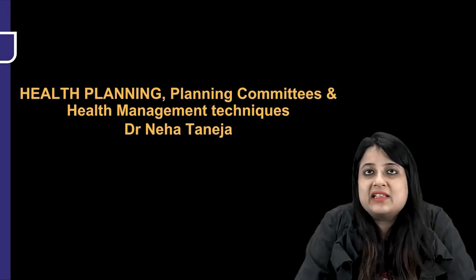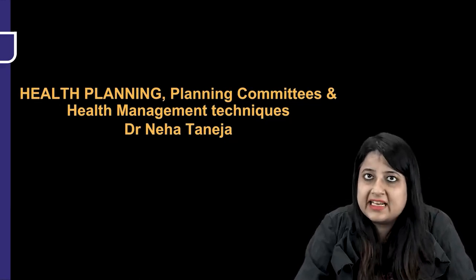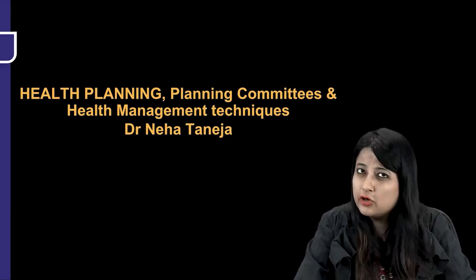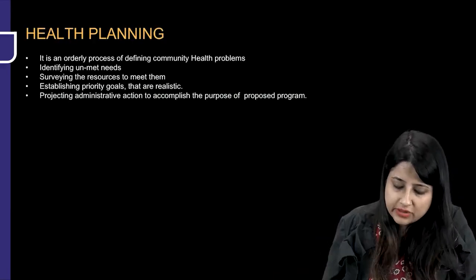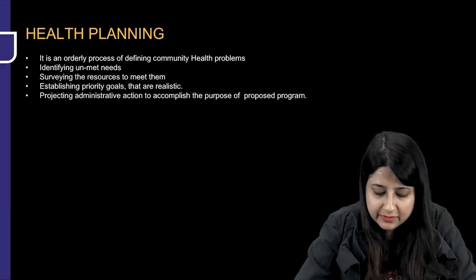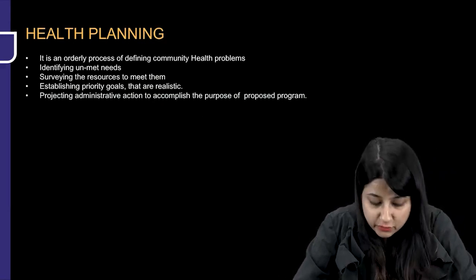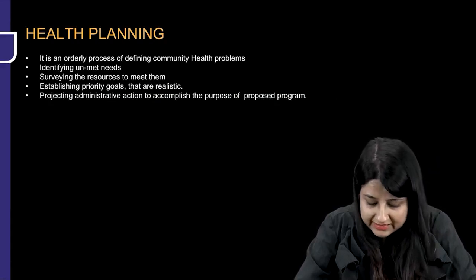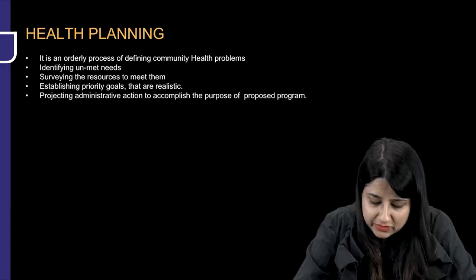So hello dear students, welcome back to this rapid revision video on health planning, planning committees and health management techniques. So I'll be giving out this topic in a very concise, crisp manner. Okay, first the definition of health planning. Now it is an orderly process of defining the community health problems, identifying the unmet needs, surveying the resources to meet them, establish priority goals that are realistic, and project administrative actions to accomplish the purpose of proposed program.